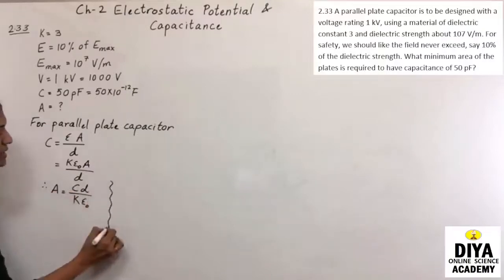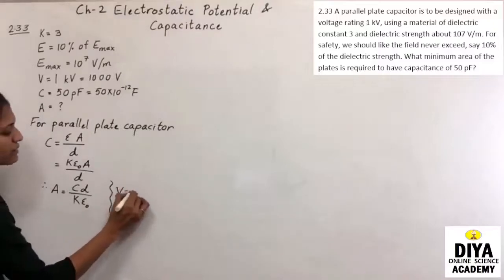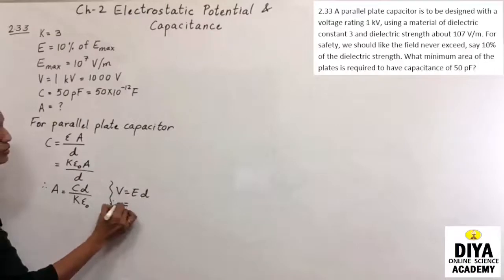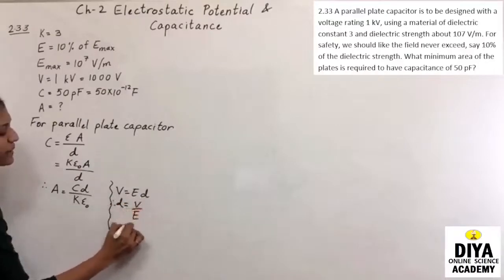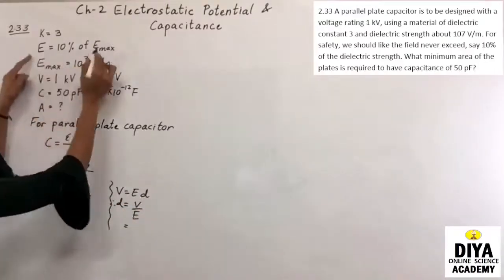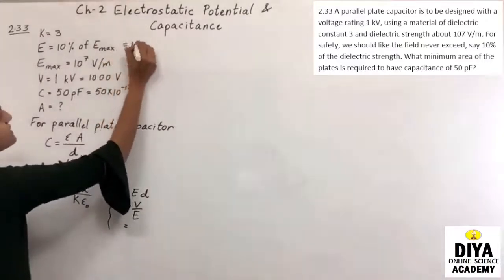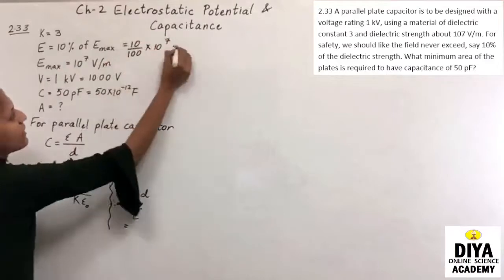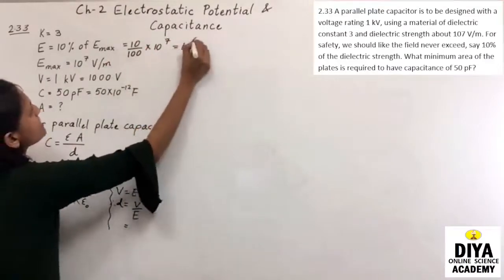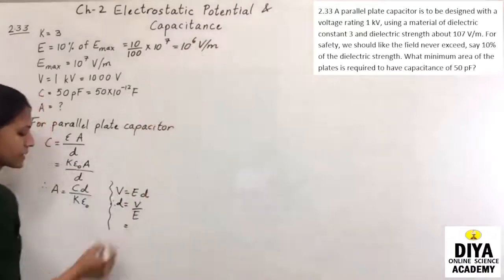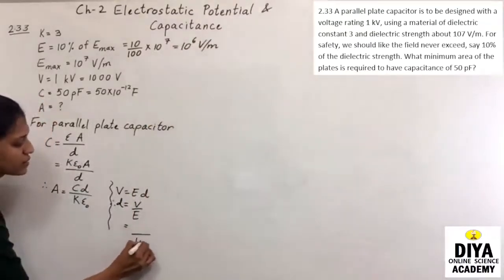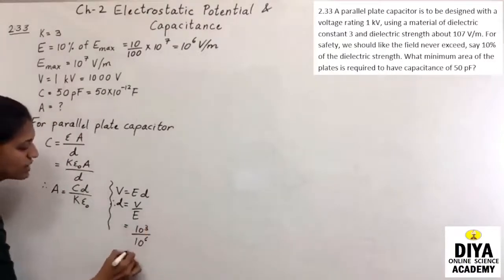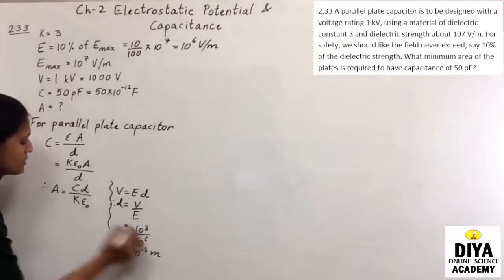For finding out D, we have V equals ED, this formula. So D equals V upon E. E equals 10% of E max, that means 10 by 100 into 10 raised to 7. That means 10 raised to 6 volt per meter. So now E will be 10 raised to 6 and V is 10 raised to 3. So D will be 10 raised to minus 3 meter.